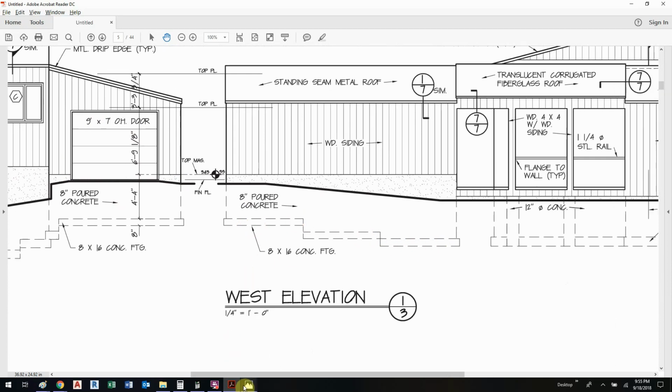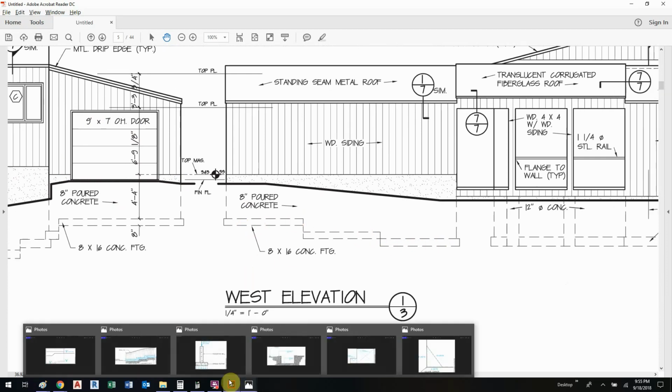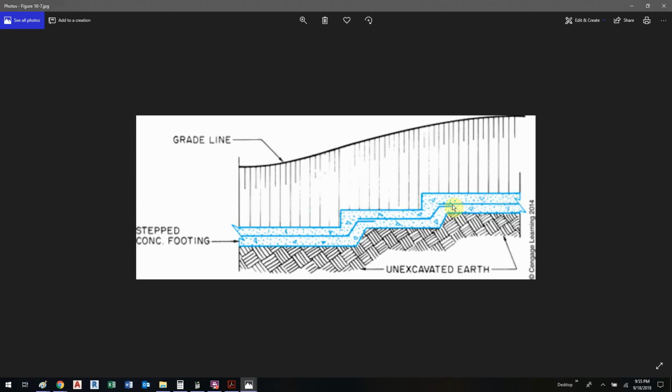Well, this is called a stepped footing. And this is how a stepped footing works. A stepped footing means that we can step it down and allow the masonry. If we don't have a basement or anything under here, we can just let this flow with the land. You see how the land goes here. We can just let this flow.